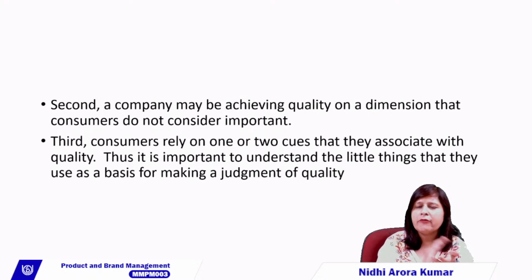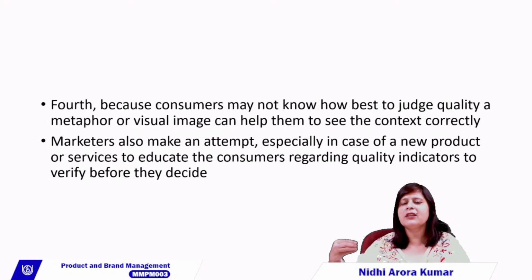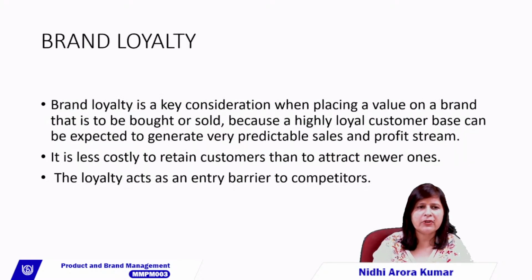Consumers rely on one or two cues that they associate with quality. It is important to understand these little things that they use as the basis for judging quality. Because consumers may not know how best to judge quality, a metaphor or visual image can help them see the context clearly. So marketers also make an attempt, especially for a new product or service, to educate the customer regarding the quality indicators to verify before they decide.